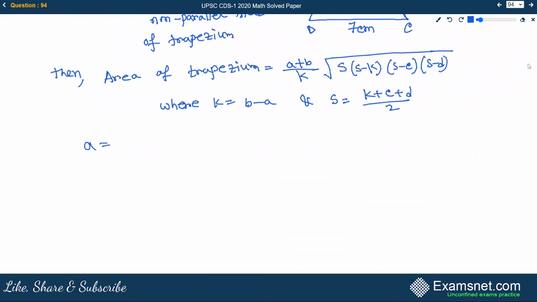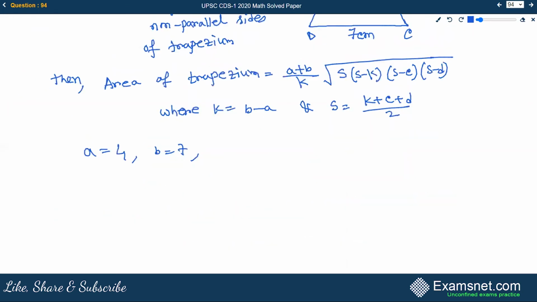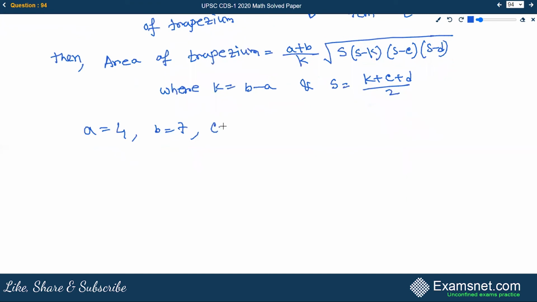So here A is 4 centimeter, B is 7 centimeter, okay. Next, C is 3 and D is 2. So we can find the value of K, that is B minus A, 7 minus 4. So it's 3. Okay. And the value for S is 3 plus 3 plus 2 by 2, 6, 8, 4.